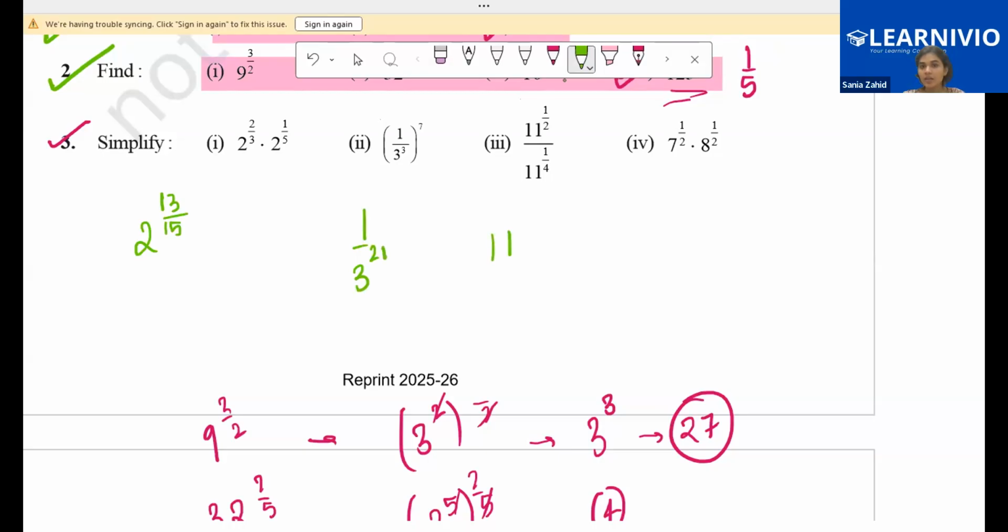Then 11 to the power 1. Are you saying something? No, okay. So 1 by 2 minus 1 by 4. So 1 by 2 minus 1 by 4 is how much? 1 by 4.